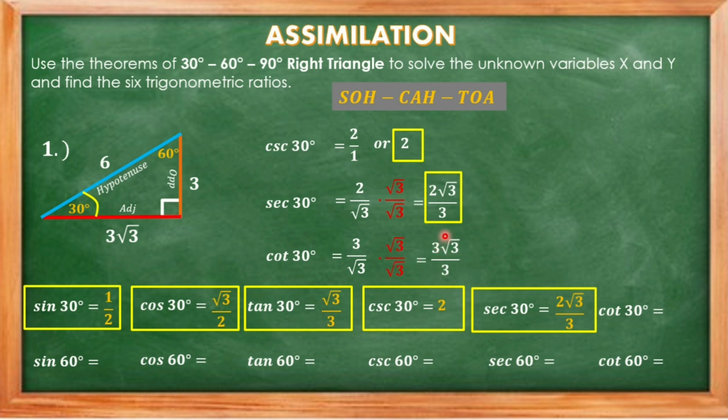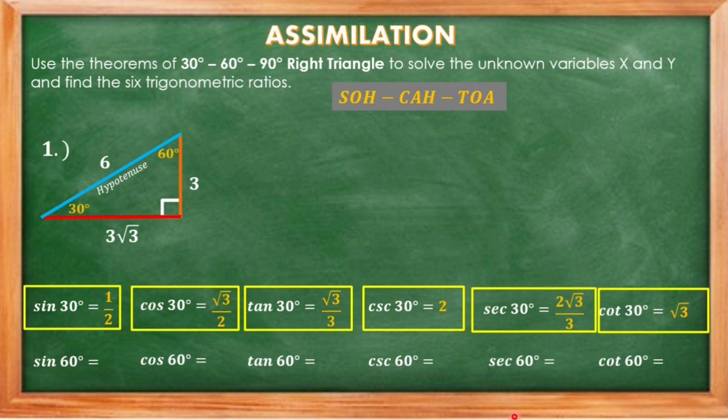So, pwede pa natin ito ma-simplify. So, ika-cancel natin yung 3 sa labas ng radical sign, tapos yung 3 dito sa denominator. And that's 3 divided by 3 is 1. So, ang natira na lang ay the square root of 3. And that is our cotangent 30 degrees. Okay, so yan yung 6 trigonometric ratios ng 30 degrees angle natin.